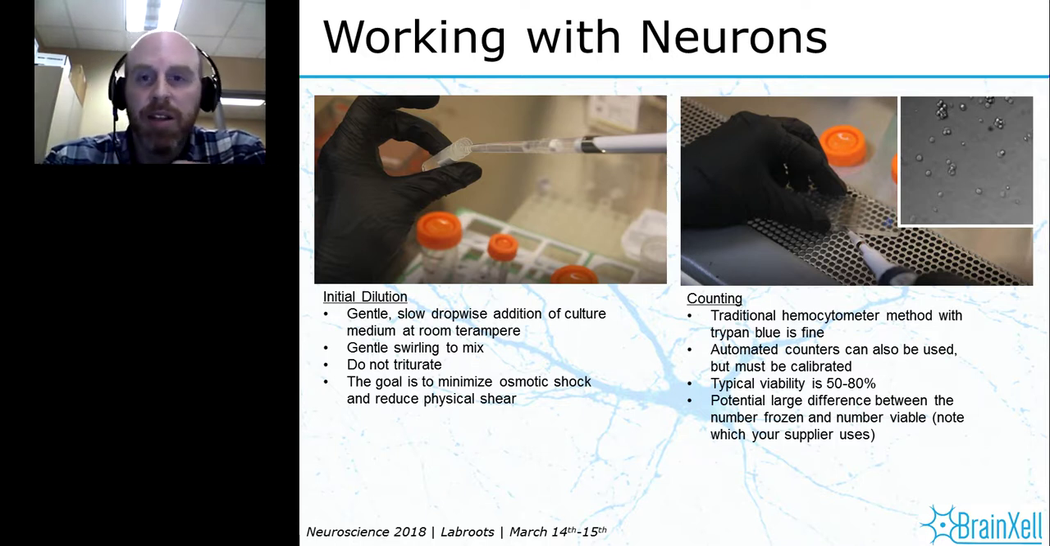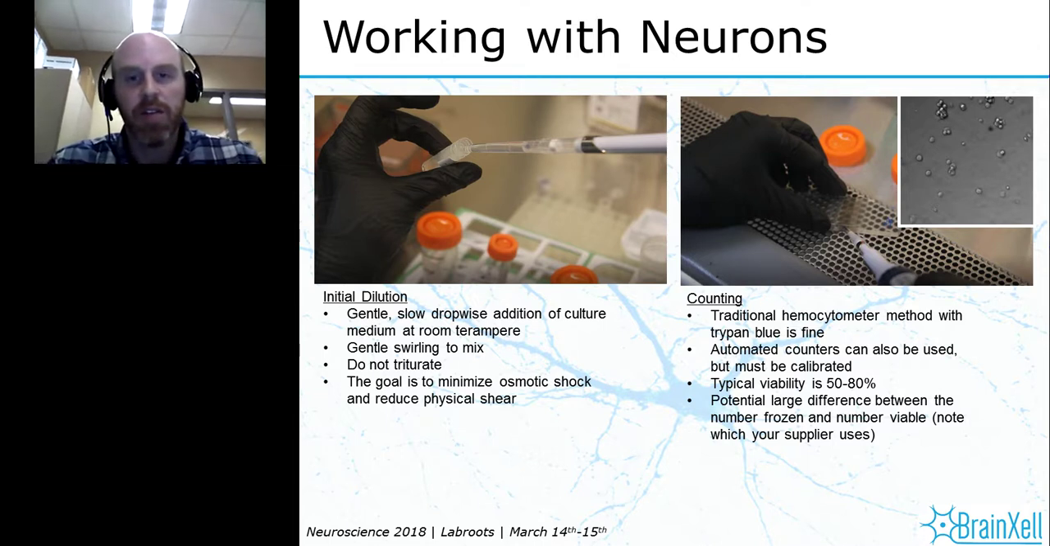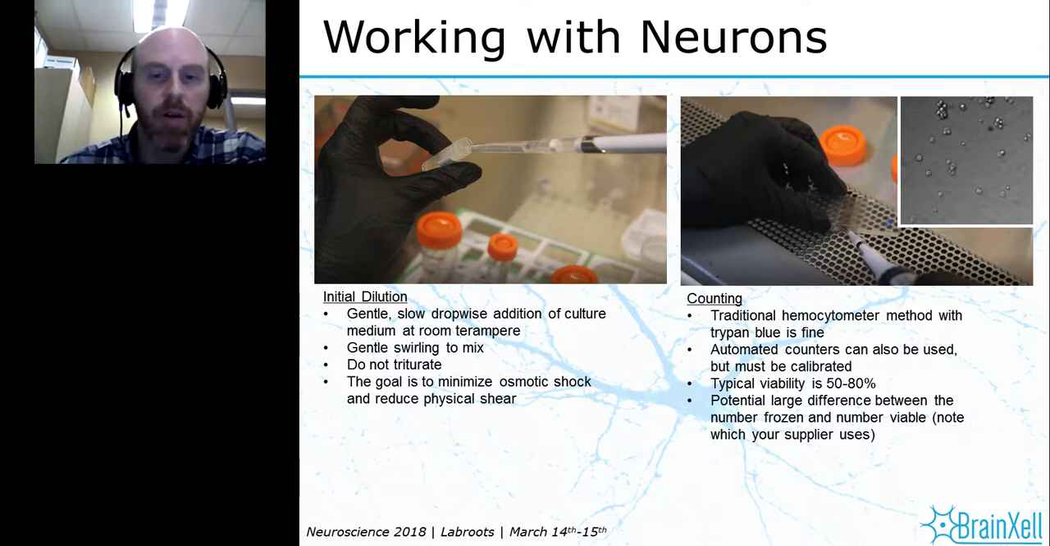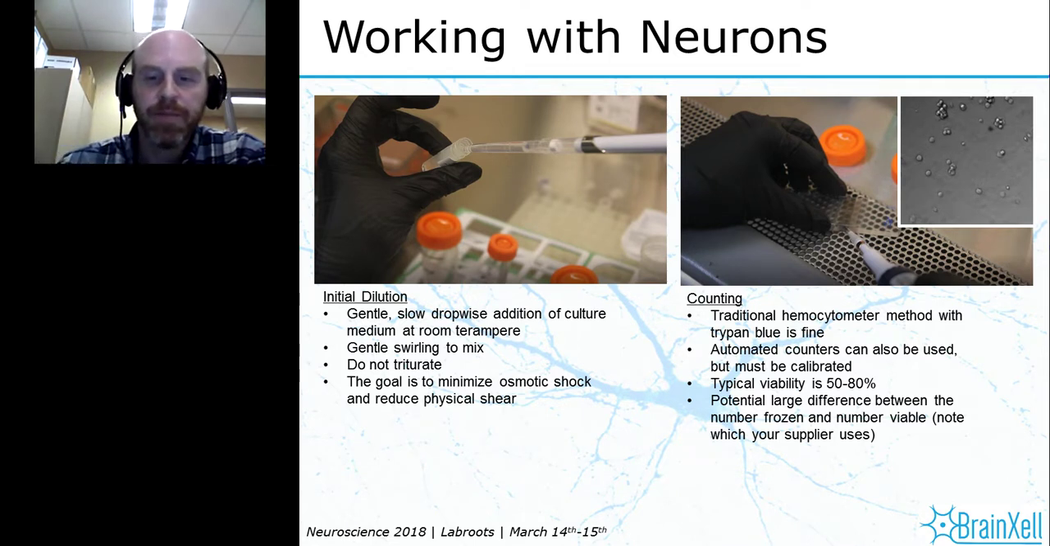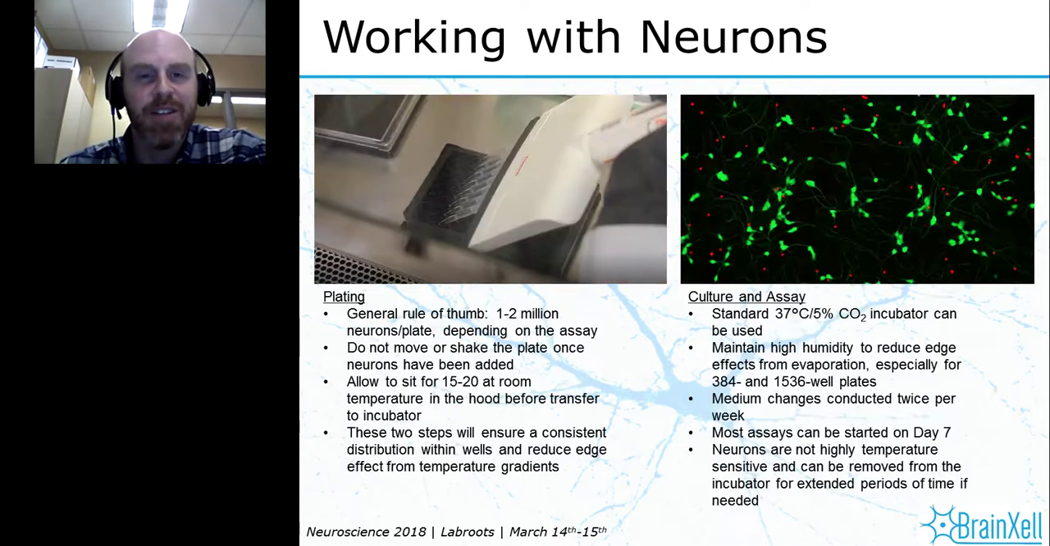Although one thing to keep in mind is that the viability will not be as great as you would see from some cell lines, for example. So typical viability is in the 80 to 50% range. If you see people talking about 95 or 99% viability, I would treat that with a grain of salt. That's a little suspect, because these cells are not the hardiest and they will not survive that freeze-thaw process without at least some cell death. And also, I would recommend that people note what the supplier provides as far as the number of cells that are either frozen or viable, because obviously there's a big difference there.